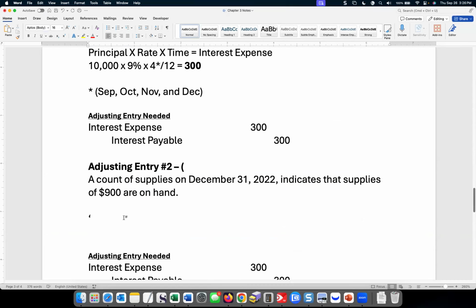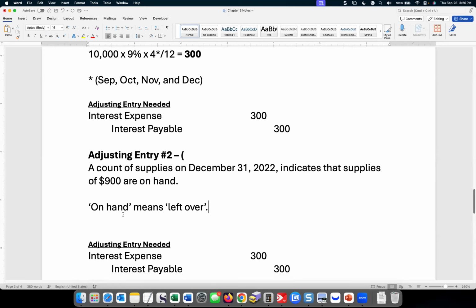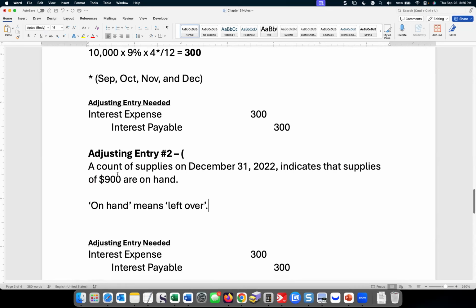On hand means leftover, right? But sometimes students don't grasp what on hand means. That's what it means. It's just what you have left over. All right. So if 900 bucks is what we have left over, how do we figure out what we started with?